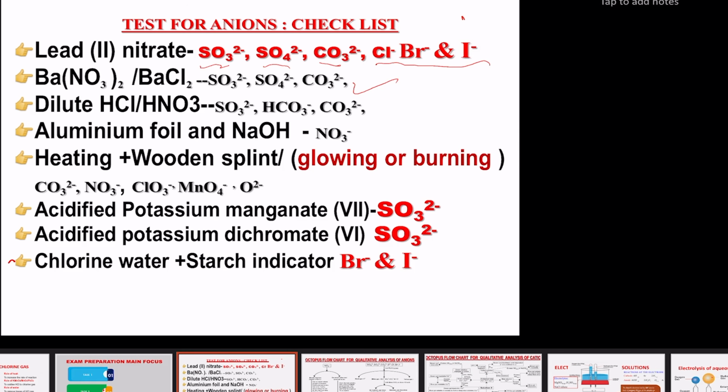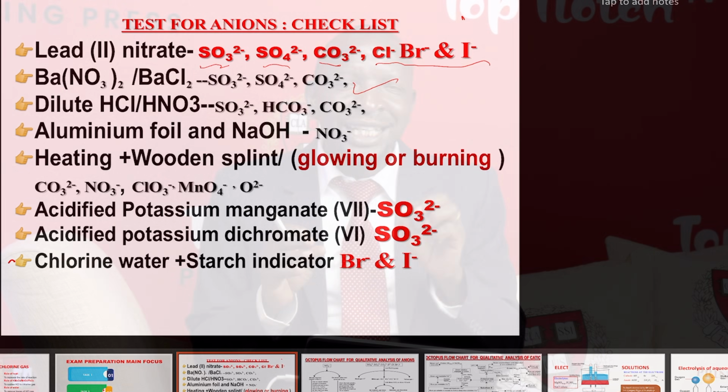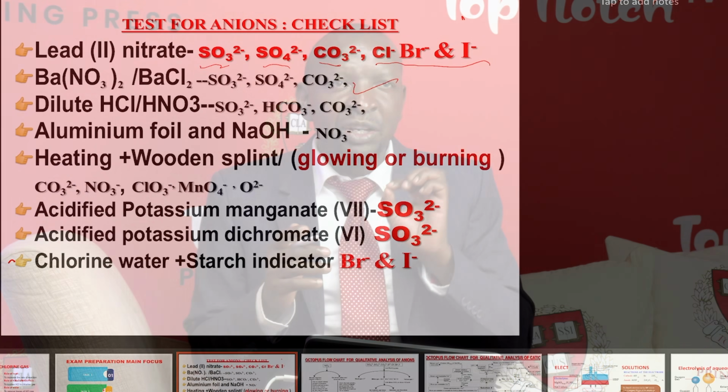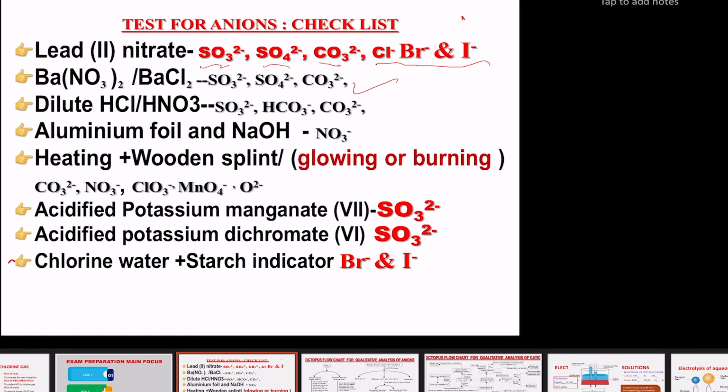Then the other one is dilute acids. The dilute acid that we use under qualitative analysis is dilute hydrochloric acid and dilute nitric(V) acid. This one is used to differentiate the sulfate, sulfite, and carbonate. So the dilute nitric(V) acid can be used to test for carbonate, hydrogen carbonate, or sulfite.